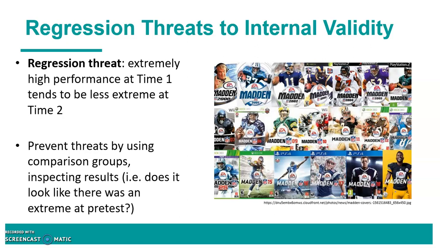Okay, so if somebody's extremely good one year, just by chance variation alone, there's going to be a high chance that they're going to be closer to the mean the next time, just because it's statistically unlikely for extreme values to just happen repeatedly. Okay. So, of course, you've got to use comparison groups in order to control for this, and you want to look at your results too, just to see does it look like there was an extreme at the pretest, and then did it go back to the mean?